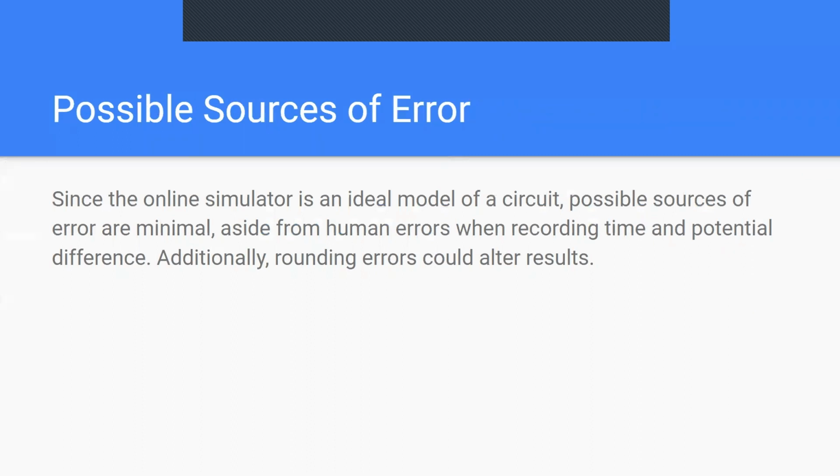Possible sources of error. Since the online simulator is an ideal model of the circuit, possible sources of error are minimal, aside from human errors when recording time and potential difference. Additionally, rounding errors could alter results.